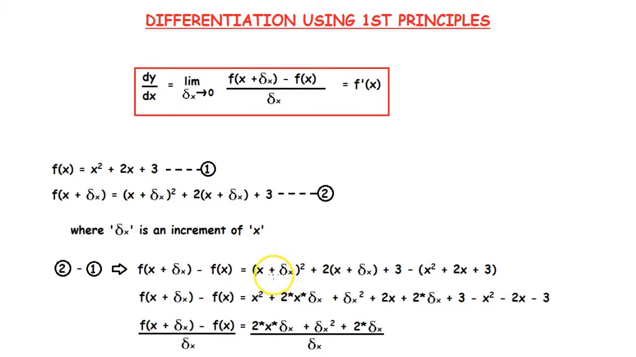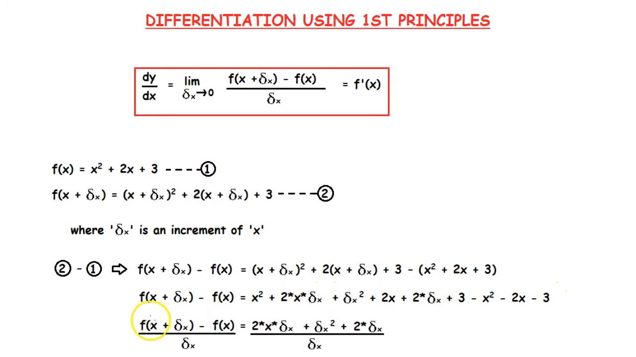When we open the bracket, we get x squared plus 2x into delta x plus delta x squared plus 2x plus 2 delta x plus 3 minus x squared minus 2x minus 3. So here we can see that x squared gets cancelled off, 2x gets cancelled off, and this plus 3 and minus 3 get cancelled off.